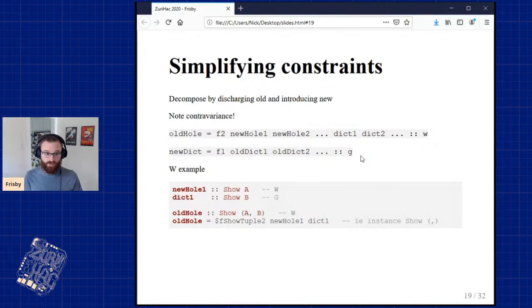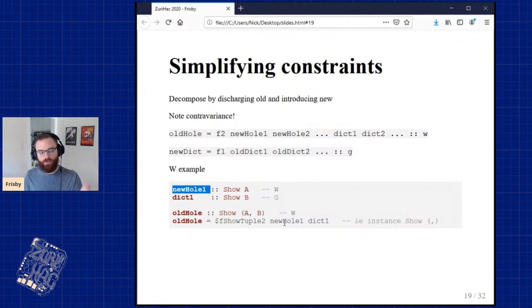So here's an example for wanteds. If we have this old wanted, if we want to be able to show a pair of an A and a B, we can simplify that wanted by decomposing it. Or sorry, we're going to decompose the Show (A, B) into just Show A. And we're doing this by appealing to a given that in this scenario, I'm assuming we have in scope. So we have a given for Show B, and we have the type class instance for showing pairs. So given the given for Show B and the instance for showing pairs, we can simplify this constraint so that now we only need to know how to show an A.